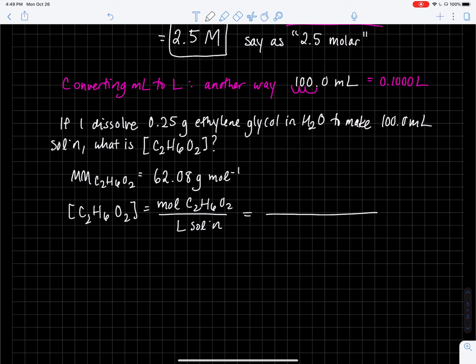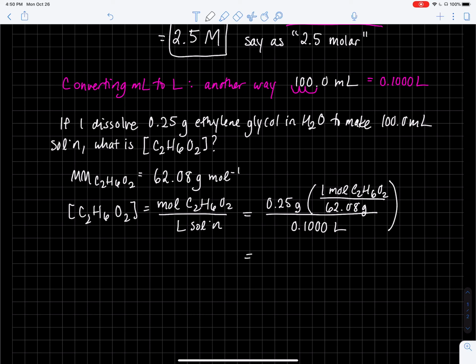Liters of solution is pretty straightforward. It's 100 milliliters, which again becomes 0.1000 liters. Please leave all the significant figures in there so you don't forget about them. And the moles up top, this is its own little dimensional analysis calculation. I have 0.25 grams times 1 mole of ethylene glycol is 62.08 grams.